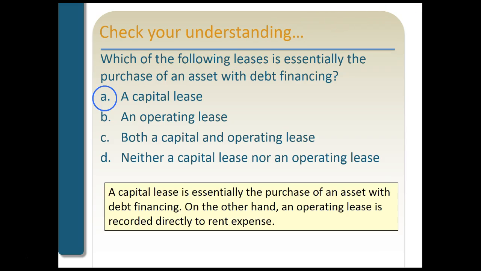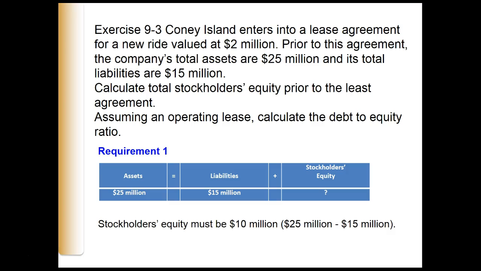Hope you got that one right. The capital lease is basically the purchase of an asset with debt financing. An operating lease is directly associated to rent expense. Let's look at an example here.